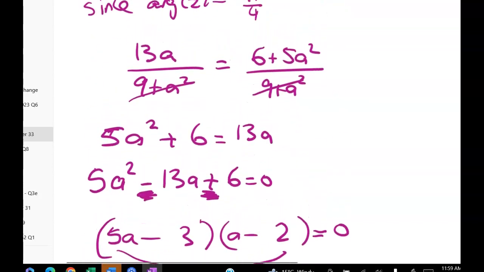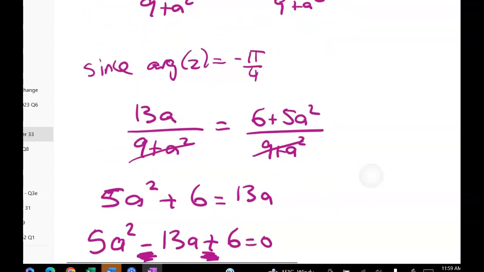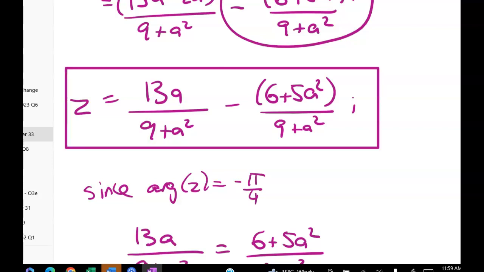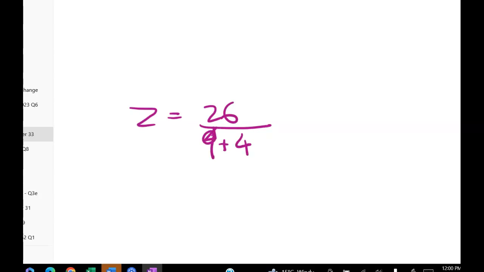Now, it's very easy to work out what z is. Substituting in here, what are we going to get? Let's have a look. So that's where I want to substitute. Right, so z is equal to what? Well, 13a, so 26 over 9 plus a squared. A squared is 4. This is looking pretty nice.